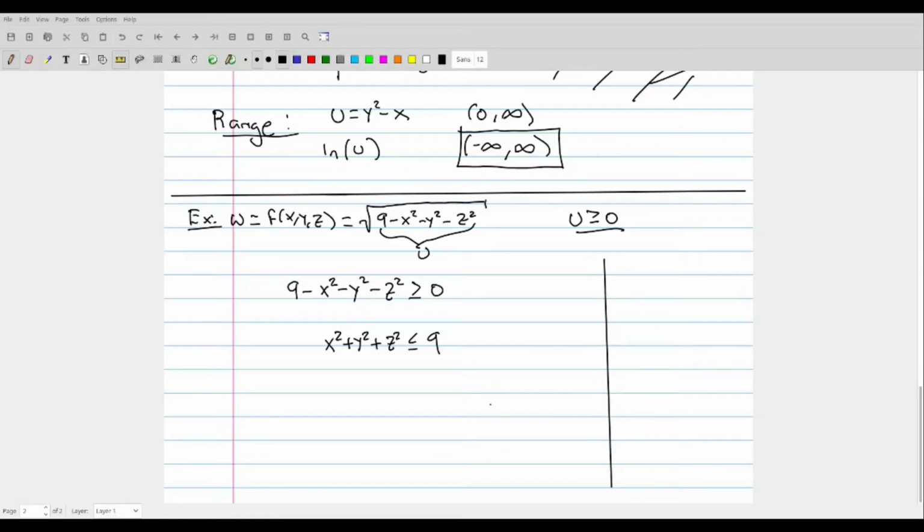Now remember, this is a function of 3 variables, so it's going to be dependent on 3 things, x, y, and z. Because of that, we're going to have 3 separate axes that we have to plot. So this is the x-axis, this is the y-axis going perpendicular to the x-axis, and then this is the z-axis going perpendicular to both the x and y-axes. Right?